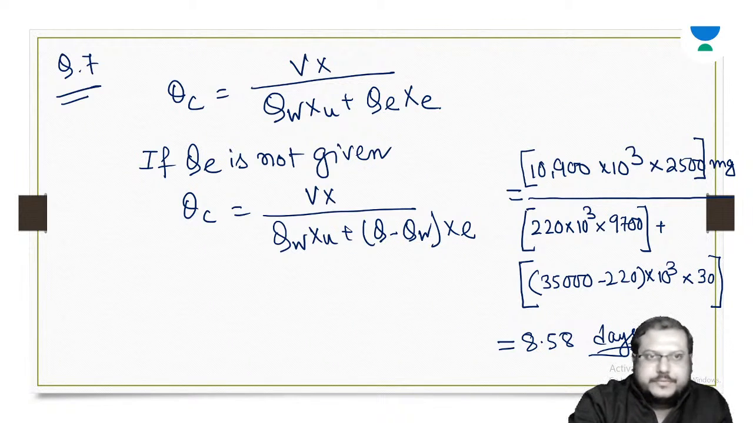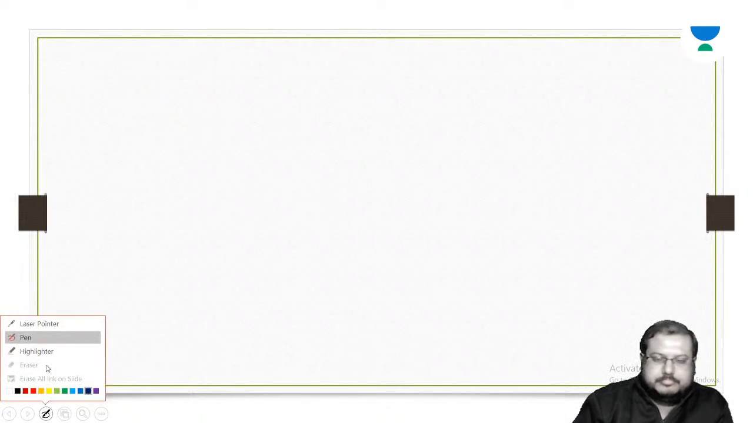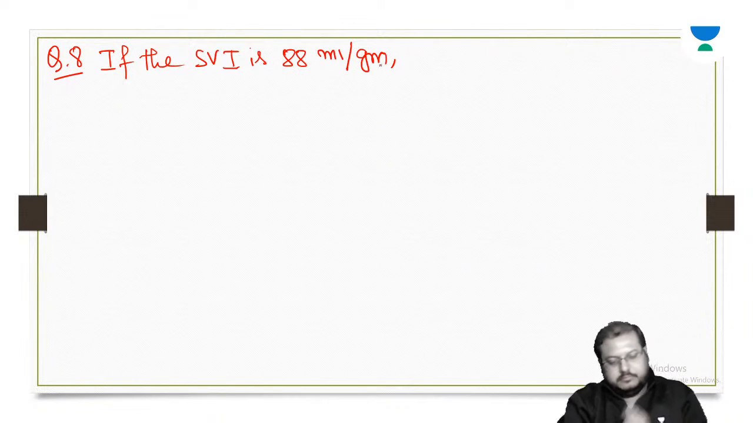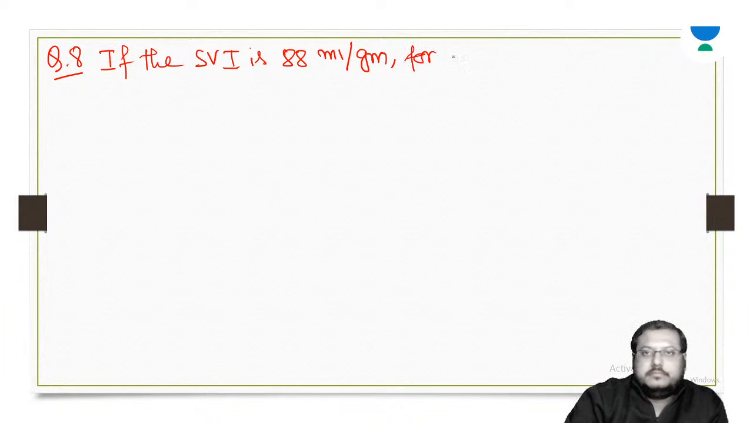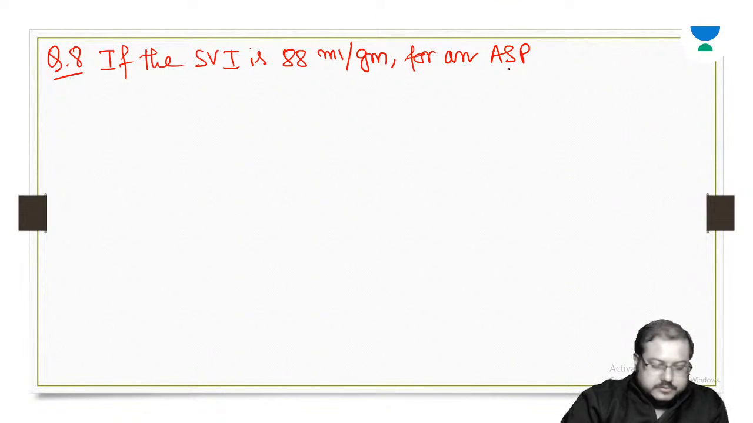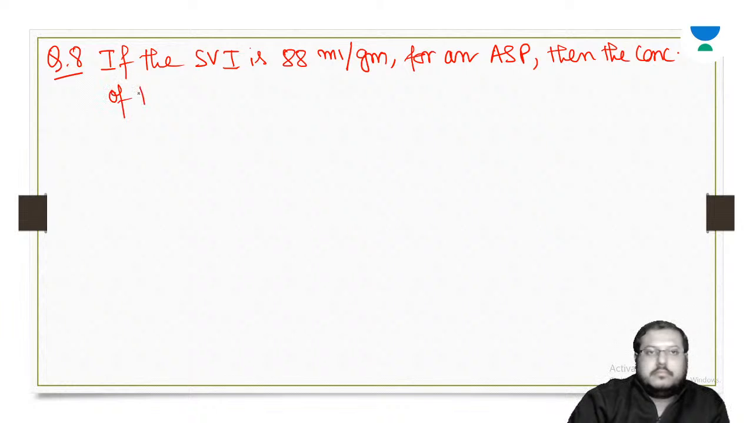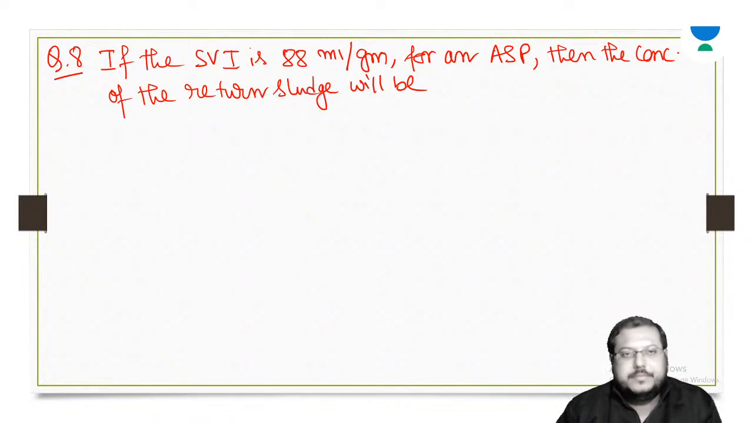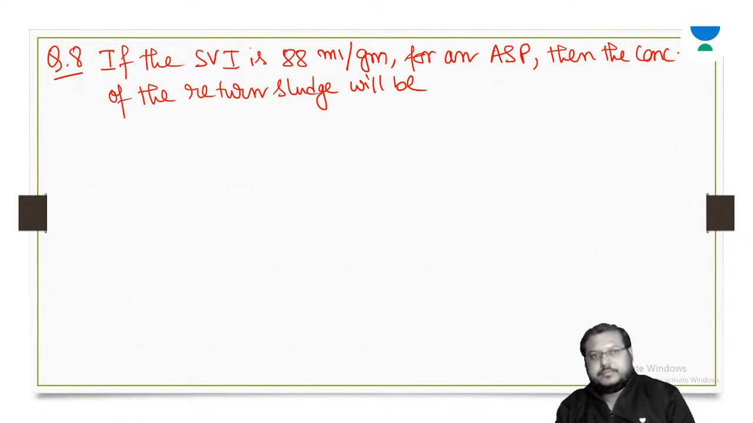Let's solve the next question. Question number 8. If the SVI is 88 ml per gram for an activated sludge process, then the concentration of the return sludge will be what? Very basic question to solve.